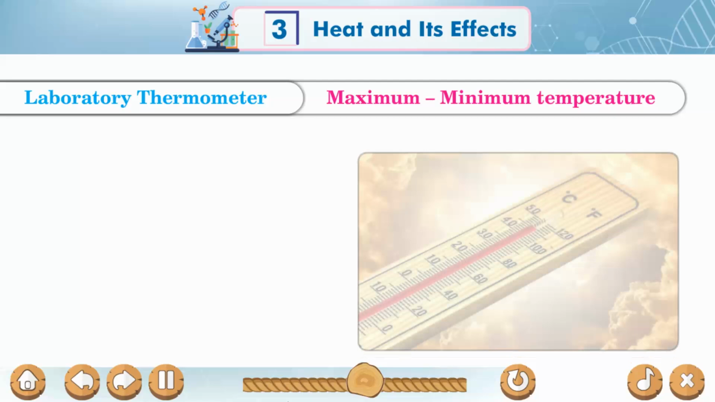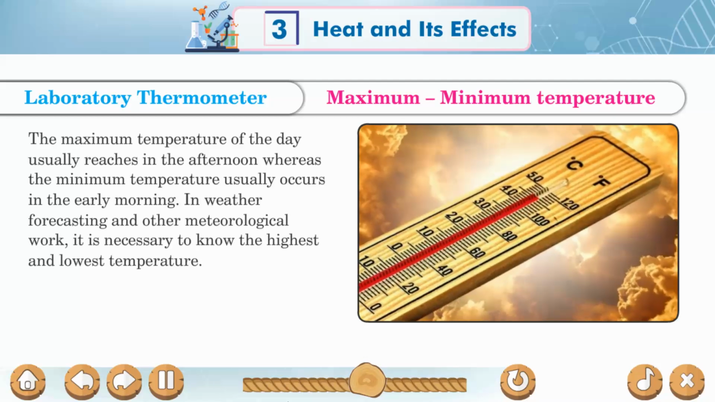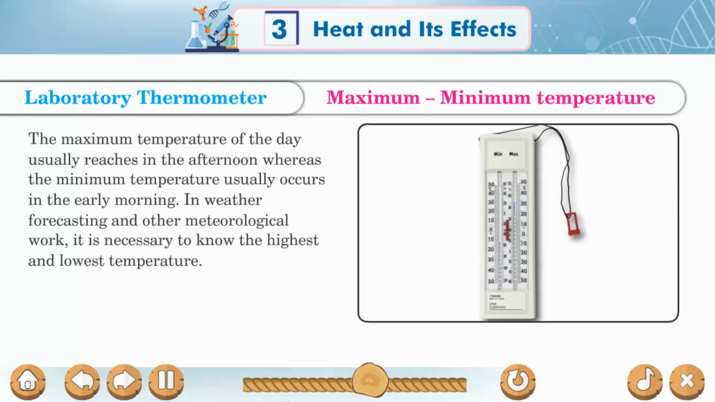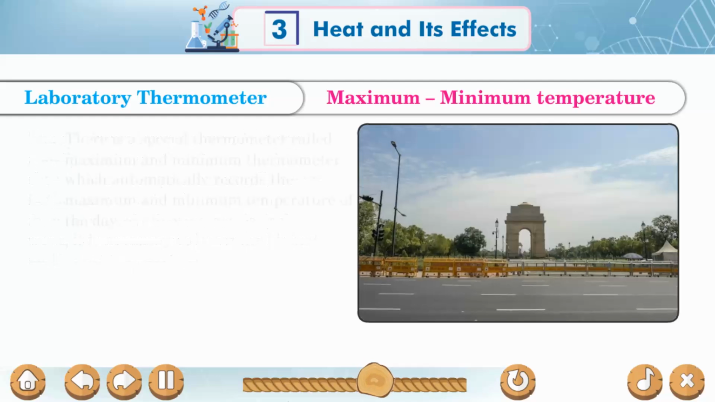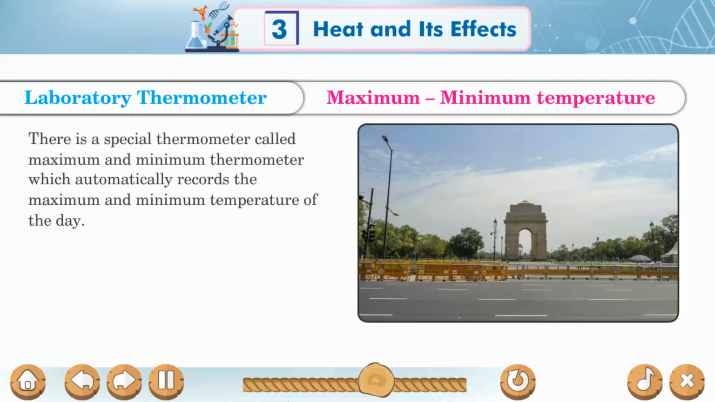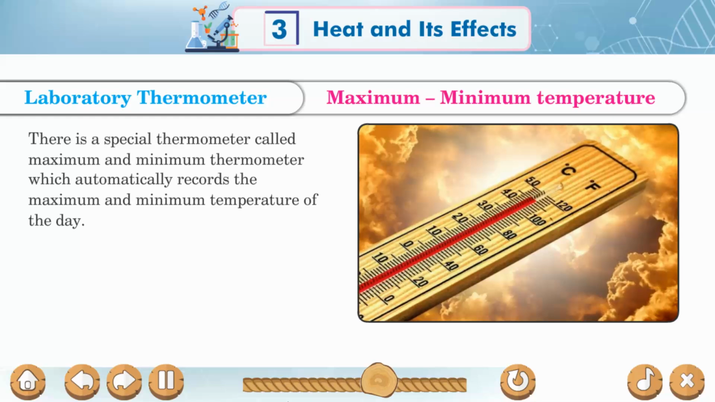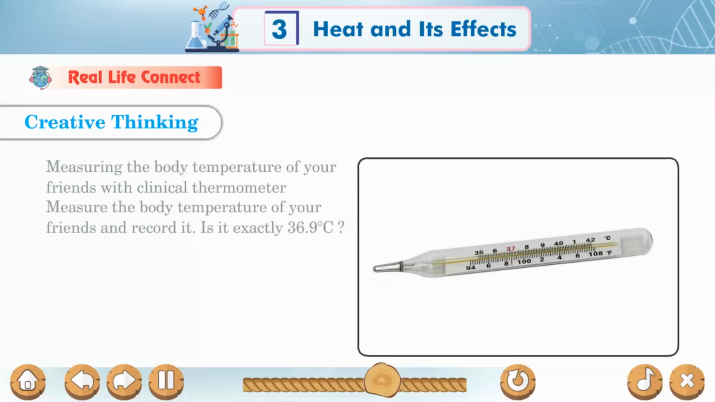Maximum and minimum temperature. The maximum temperature of the day usually reaches in the afternoon, whereas the minimum temperature usually occurs in the early morning. In weather forecasting and other meteorological work, it is necessary to know the highest and lowest temperature. There is a special thermometer called the maximum and minimum thermometer, which automatically records the maximum and minimum temperature of the day.